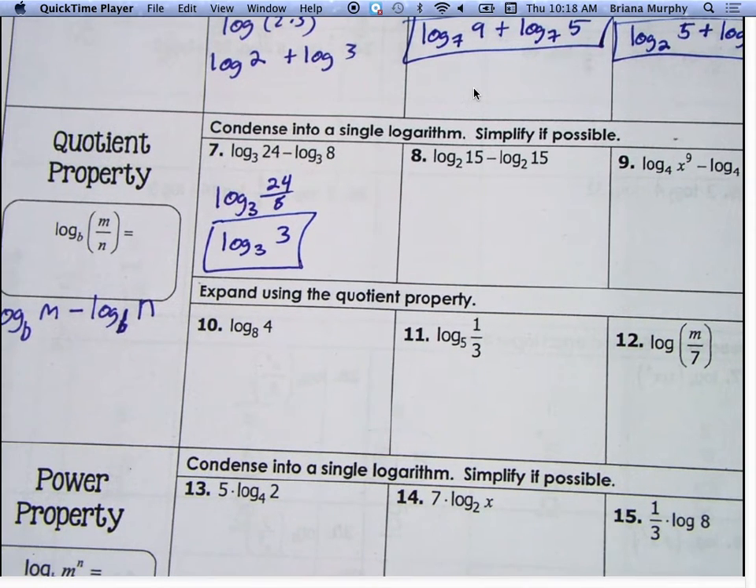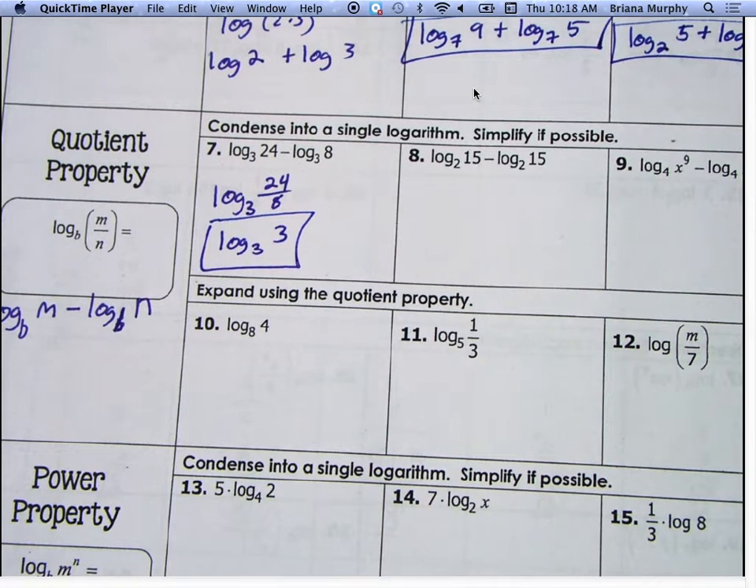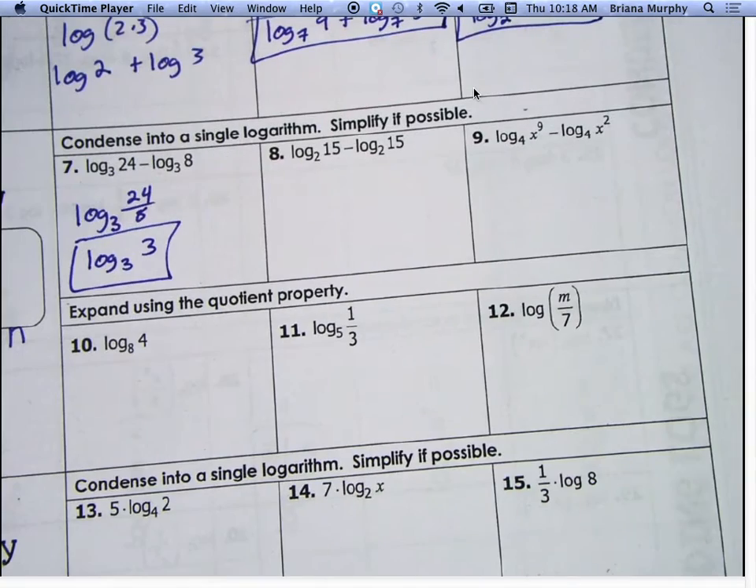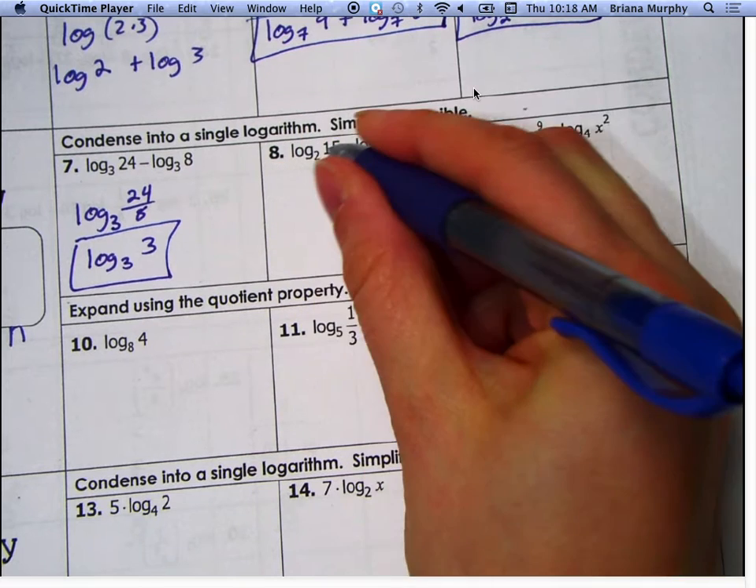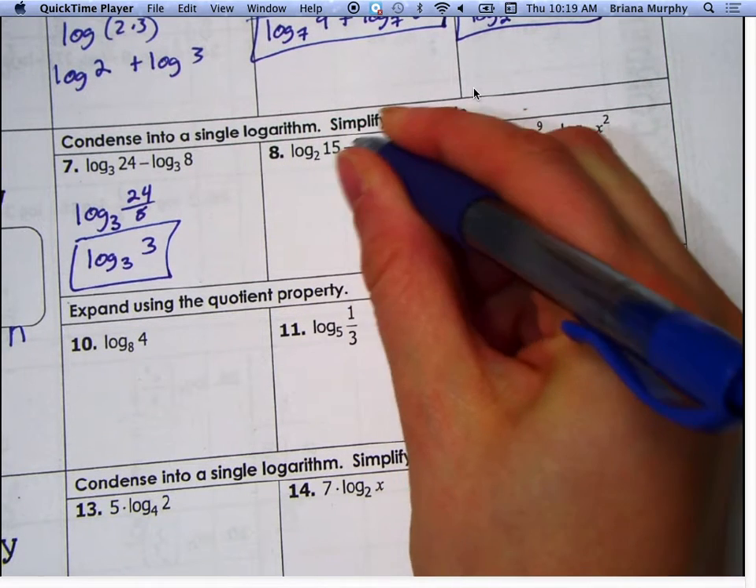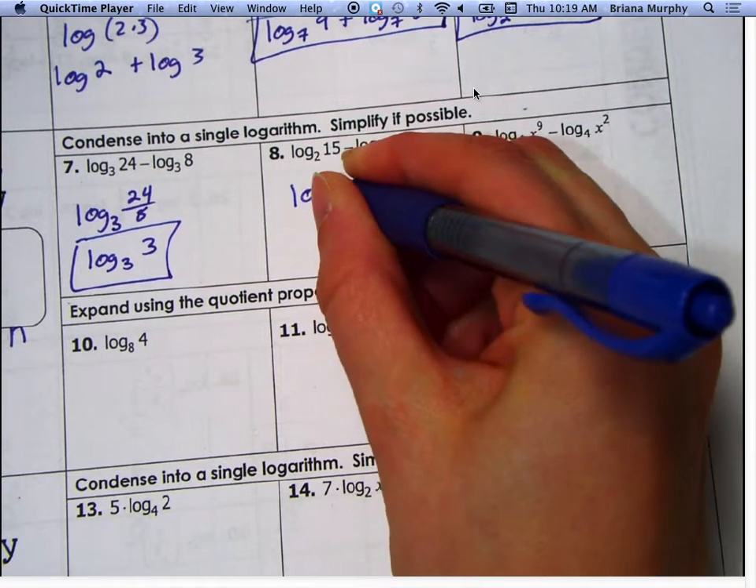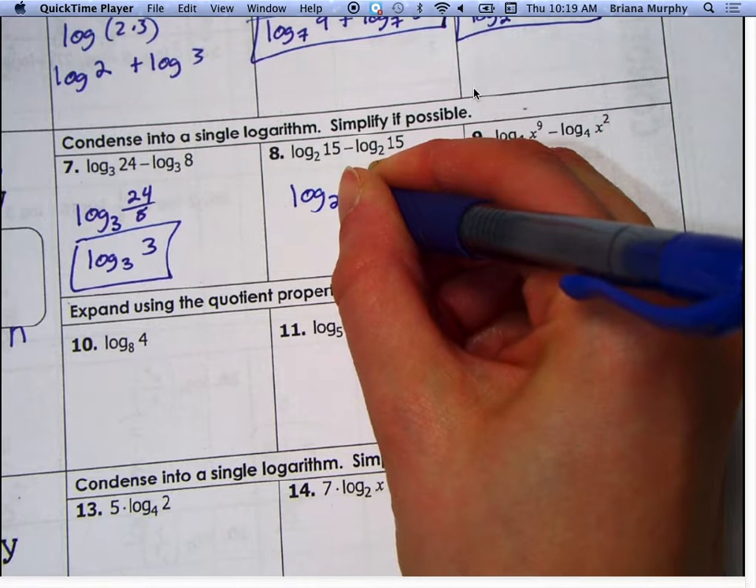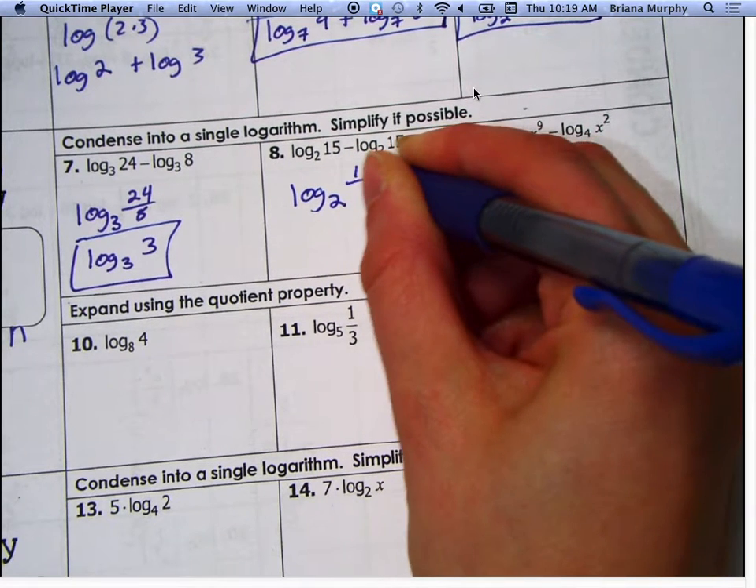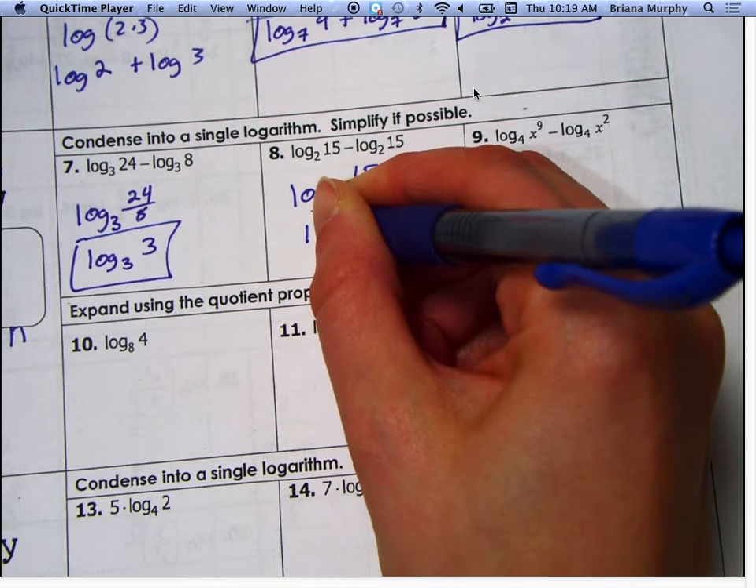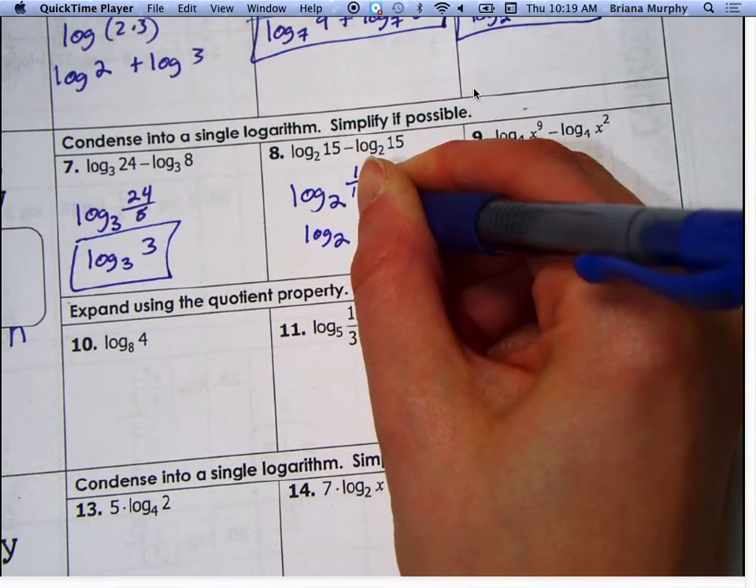Okay. Now I'm going to do the rest of these just to save time because I want to get to everything, okay? Because the next page gets way more complicated. So we check the bases are the same. They both have 2. So I get log base 2 of 15 over 15, which gives me log base 2 of 1.